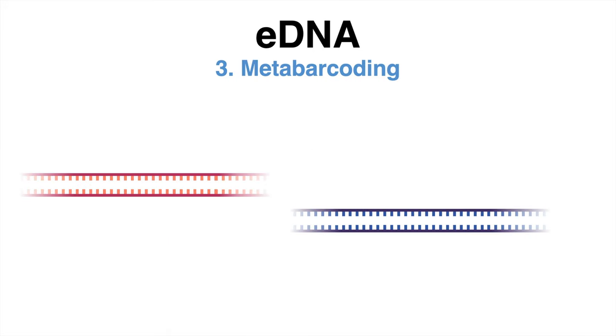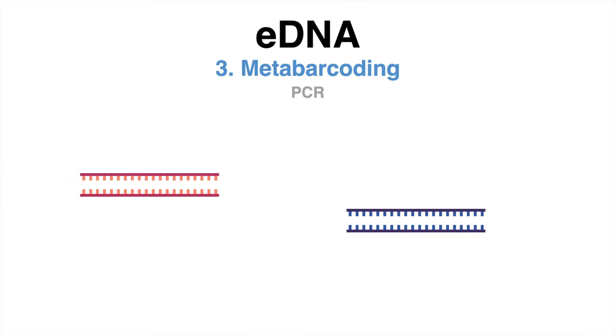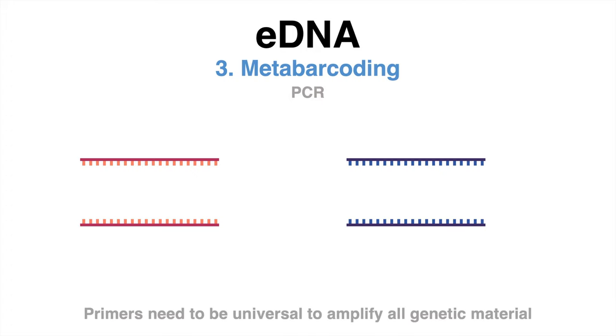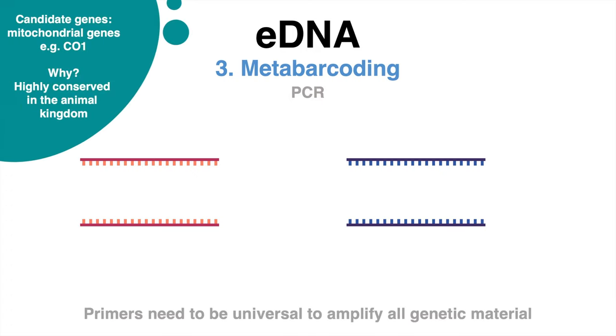For simplicity, this example does not show the entire genome, but a short sequence. A specific genetic marker needs to be amplified from the extracted DNA using PCR. To make sure that all animals can later be detected, the eDNA of all animals has to be amplified. A critical step is to select universal primers that bind to all animal DNA. Target genes for the primer design have to be highly conserved.